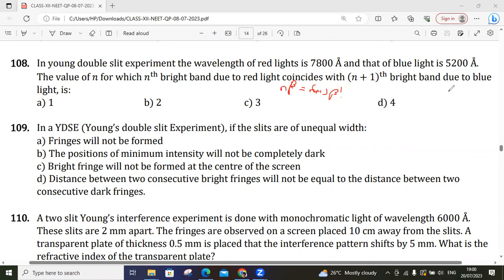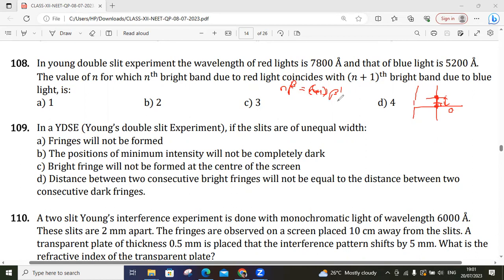Both will coincide, so x will be the same. So this is 0, central, then this will be the nth bright fringe. So the first bright fringe comes at 2 beta actually, because after a bright fringe a dark fringe comes, then a bright fringe comes. So this will be at 2n beta, and this will be at 2 into n plus 1 into beta dash. 2 will cancel, so this will remain.